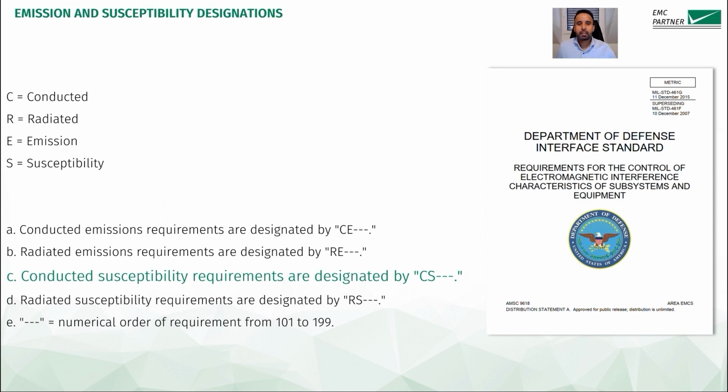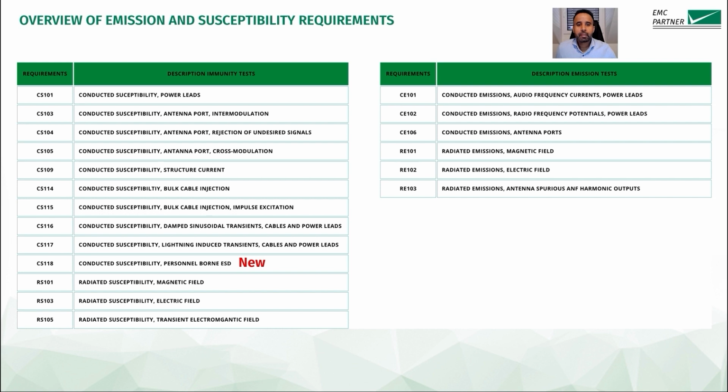Unlike commercial standards where you find terms such as surge, burst, dips, ESD, and so on, the MIL standard takes a different approach and sets codes for each test. We have conducted emission tests which all start with CE followed by 3 digits, radiated emission tests which start with RE followed by 3 digits, conducted immunity starting with CS and 3 digits, and radiated immunity RS followed by 3 digits.